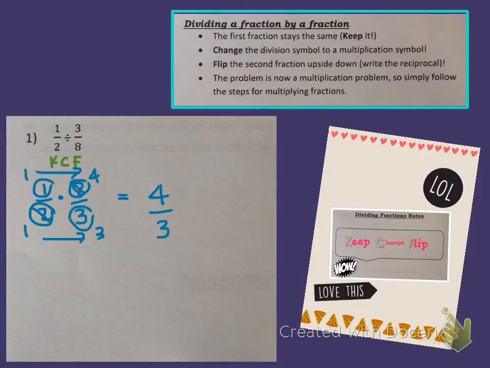But remember, we want to make sure we are simplifying our answers always, so we cannot leave this as an improper fraction. 4/3 is the same thing as 4 divided by 3. So to do this, we divide, and I have 1 and then a leftover of 1 out of 3. So that's 1 1/3.